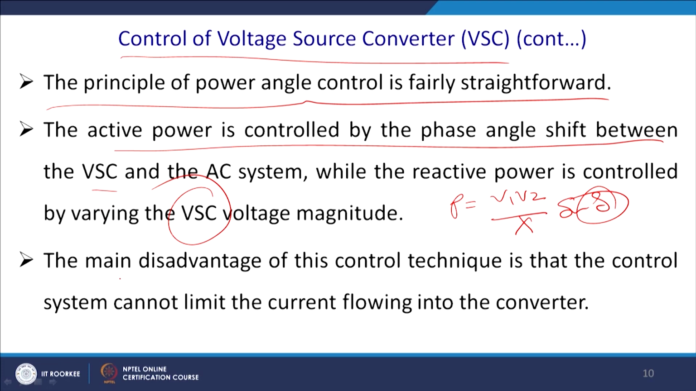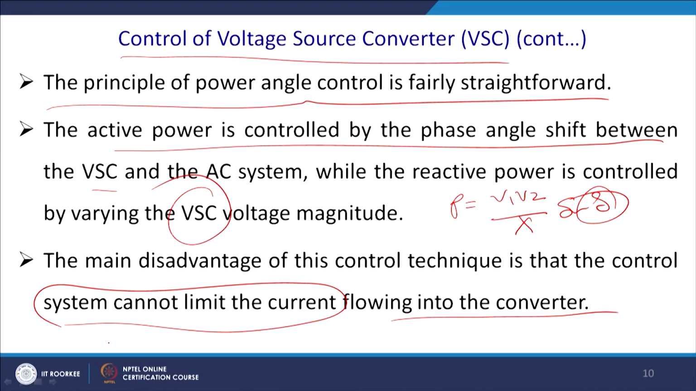The main disadvantage of this control technique is that the control system cannot limit the current flow within the converter, because ultimately, once you are increasing the power, essentially you are not changing the voltage, and thus we are changing the current. So, it has limitations on the flow of current; ultimately it will be restricted by the protective devices. So, you have limitations on the power change.